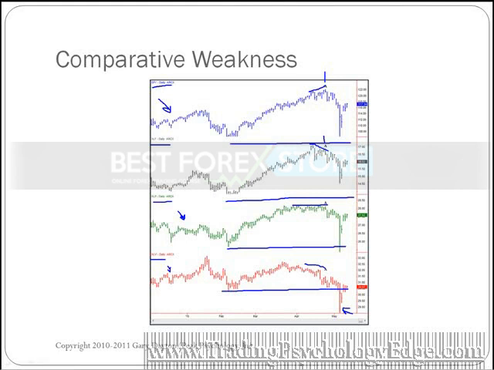And we don't see too many climactic examples in the indices these days, but we still see them in individual stocks for sure. But I like to use this comparative weakness, comparative strength quite a bit.